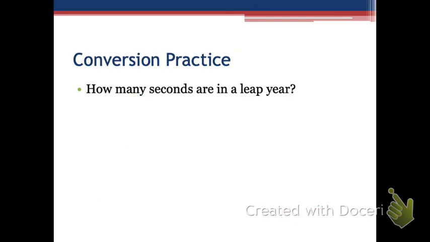What do you have to know first about a leap year? It has an extra day. So how many days does that mean is in a leap year? Normally 365 days in a year. A leap year would be 366 days. So what do we think our path is going to be to go from days to seconds? Days to hours, then minutes, then seconds. Very good. So go ahead and get that started.